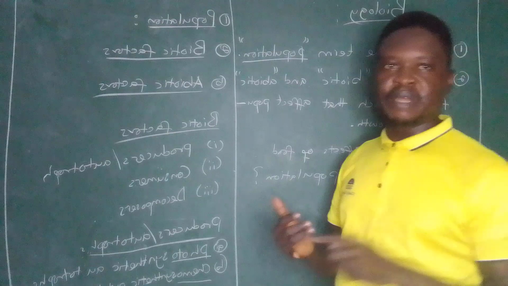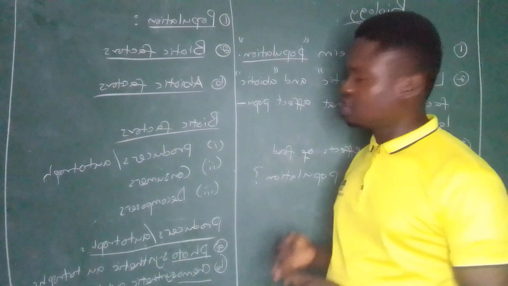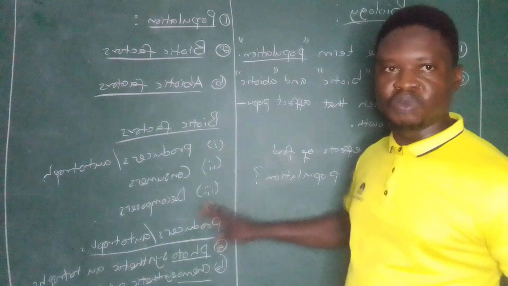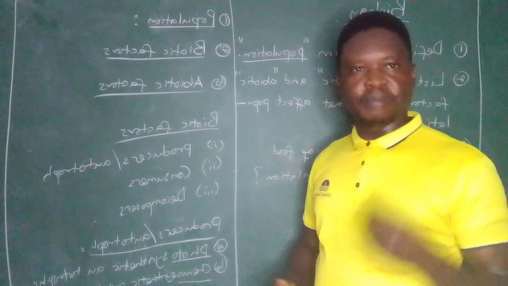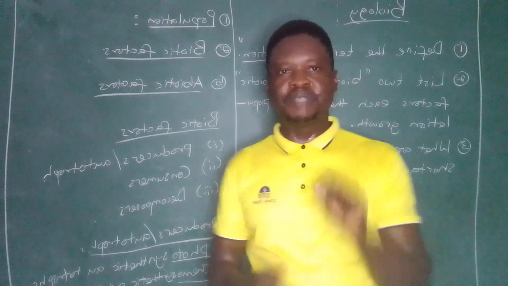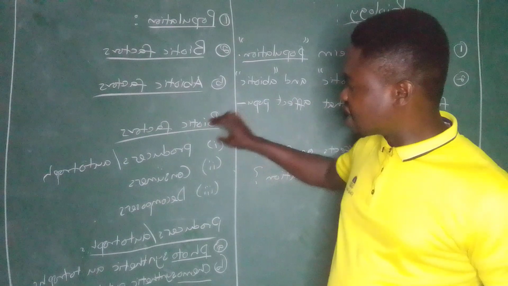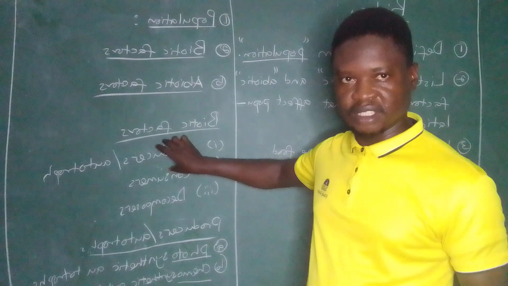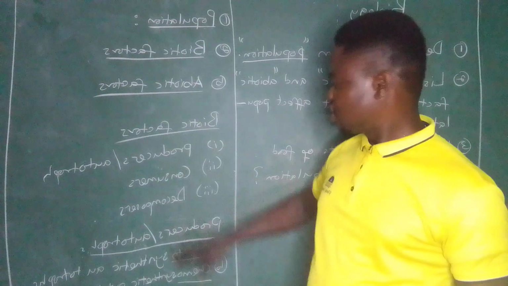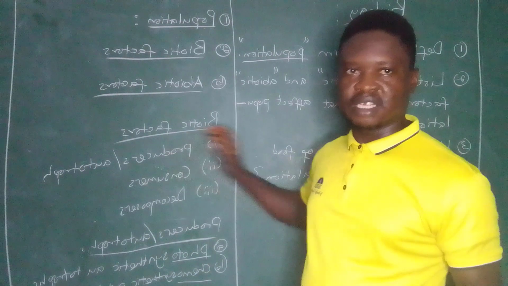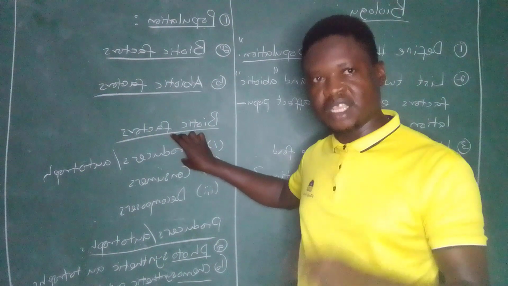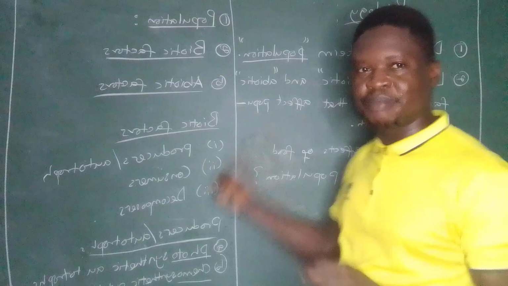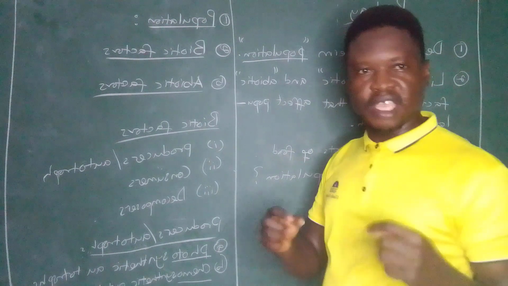So, consumers. We have the primary consumers, secondary consumers, and tertiary consumers. Why are they called primary consumers? They are called primary consumers because they feed directly on the producers. They eat the plants directly. So, those that feed directly on the producers are called the primary consumers, in brackets, the herbivorous plants or herbivores.